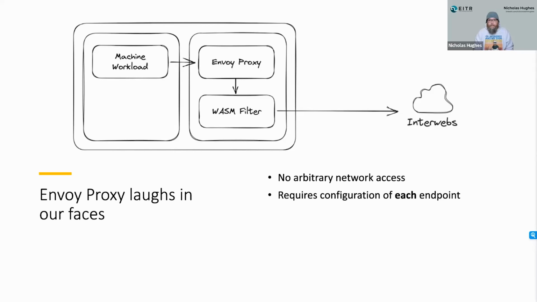Everything in Envoy proxy land is kind of sandboxed, right? So traffic can come in from your machine workload. It can go out to defined clusters, they call them, but really it's just an external endpoint. So if you needed access to, say, a dozen or two dozen different internet locations, each one of those would have to be defined inside of your Envoy proxy configuration in order for you to access them from within the WASM filter.